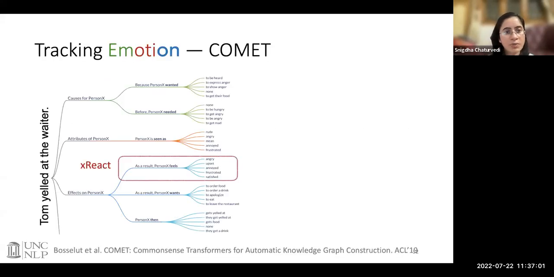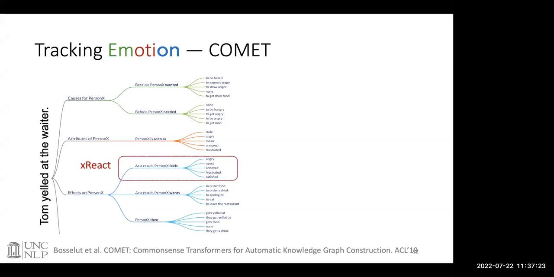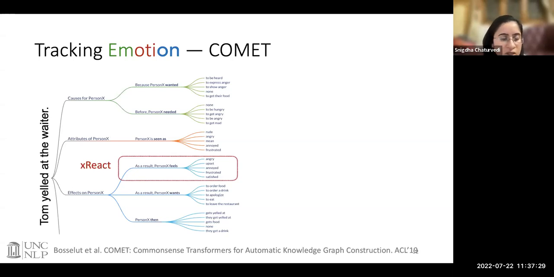So the first one is COMET. Basically, COMET is a tool that was developed by folks at UW. Given a sentence like Tom yelled at the waiter, it can give you a lot of inferences about the people in the text. It refers to the main person as PersonX. In this case, I'm highlighting the inference that we are interested in. So COMET can tell you that as a result of this sentence, PersonX, in this case Tom, is going to feel angry or upset.